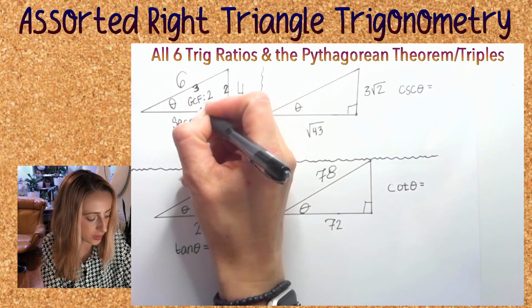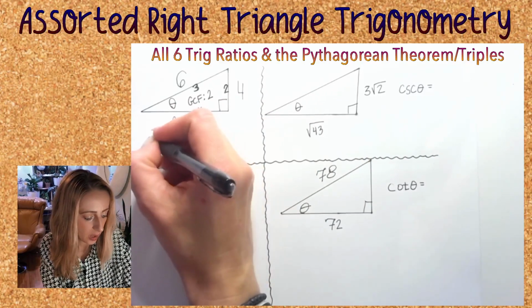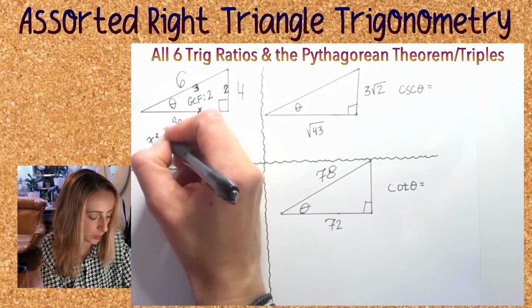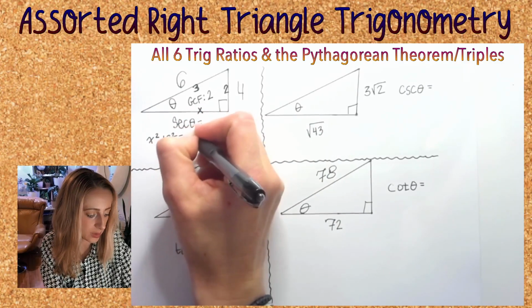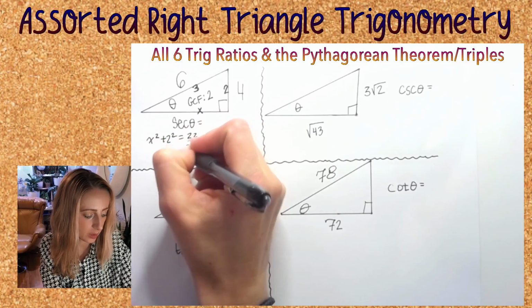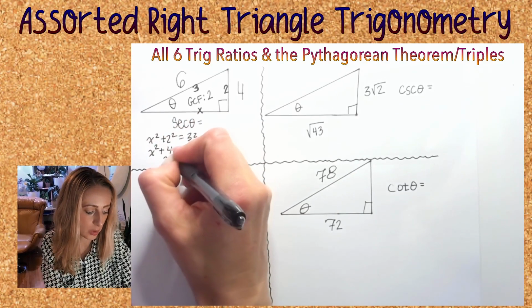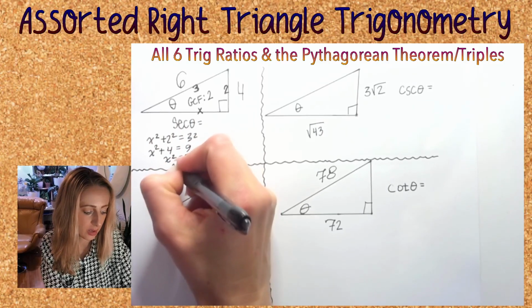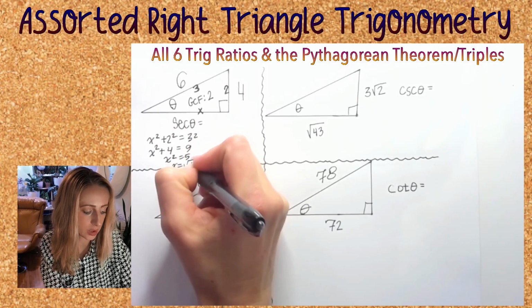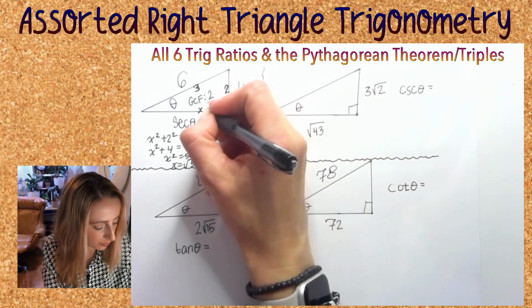So I'm going to go ahead and call this side x. So I'm going to do x squared plus 2 squared equals 3 squared. Here you have a 9. Here you have a 4. And you got x squared. Subtract the 4, x squared is 5. So x equals the square root of 5.